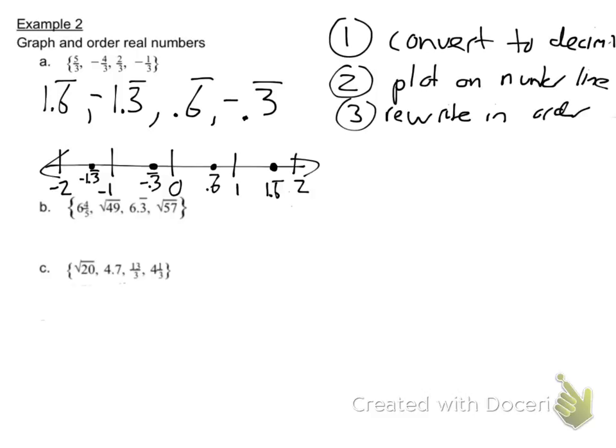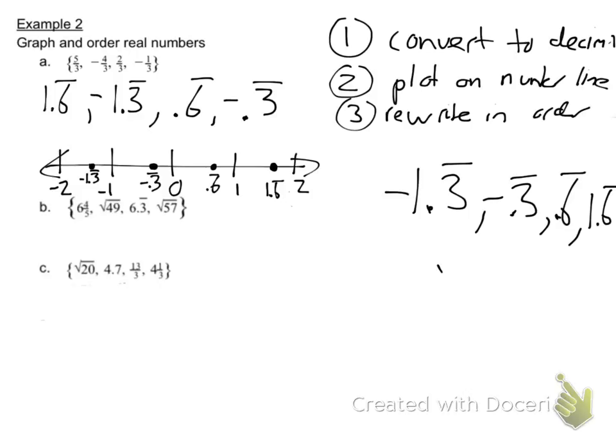So now that we have them plotted, looking from left to right, I just write my points down. And then those answers will be -1.3 repeat, comma, -0.3 repeat, 0.6 repeat, comma, 1.6 repeat. Right? I just put them in order.